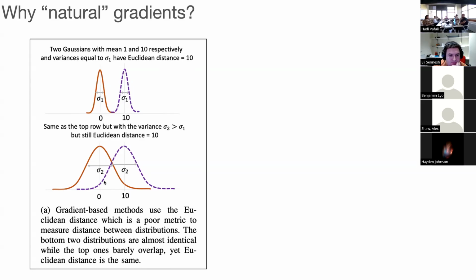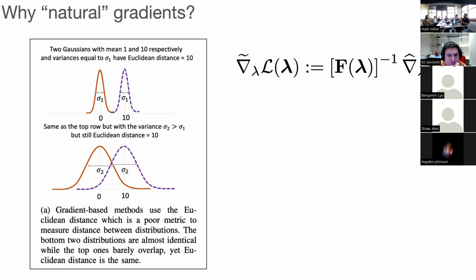But then let's look at these other distributions. They have the exact same means, 0 and 10, but larger variance. They have the same Euclidean distance, but it just doesn't feel right. It seems like these should be farther apart than those, because they're more overlapping. And you can account for that by using natural gradients, which is defined like this.